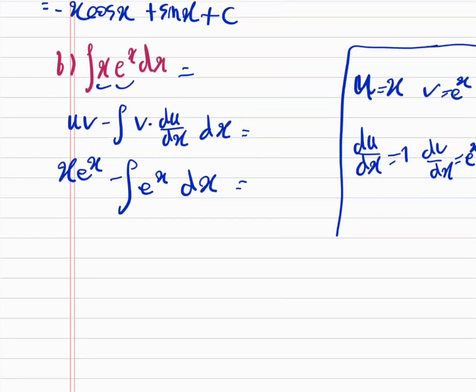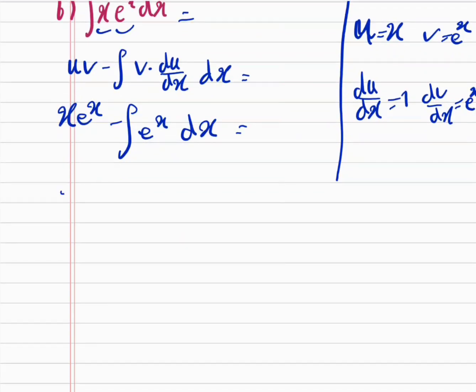The same thing applies here, because we want to take dv/dx to be something that, when we integrate it, which gives e to the x, and that is substituted inside the integral, can also be integrated easily. So now we just have the integral of e to the x, which is just e to the x, and that's it.